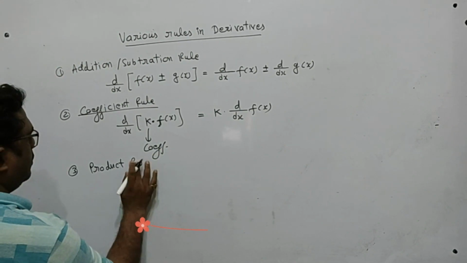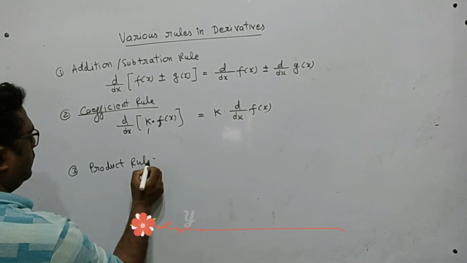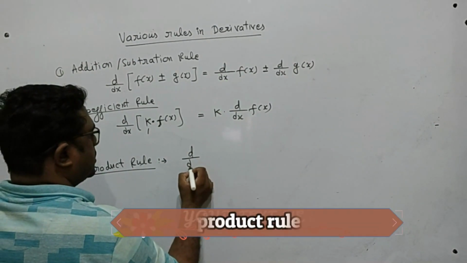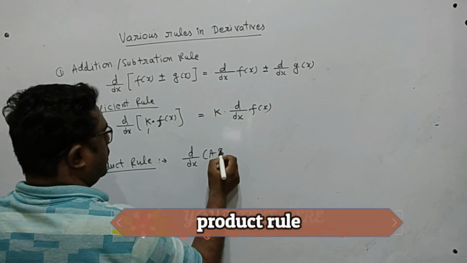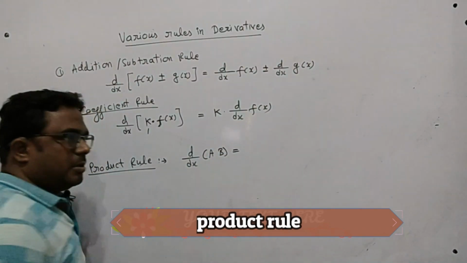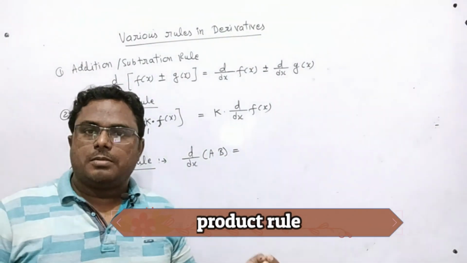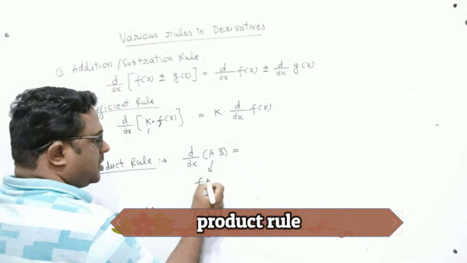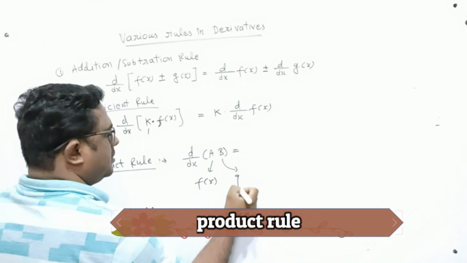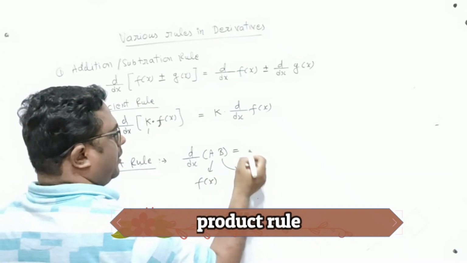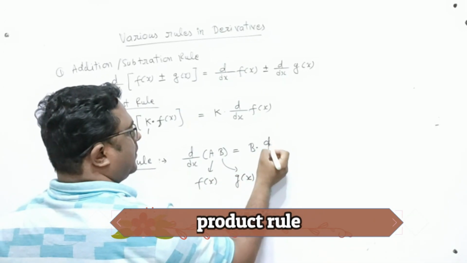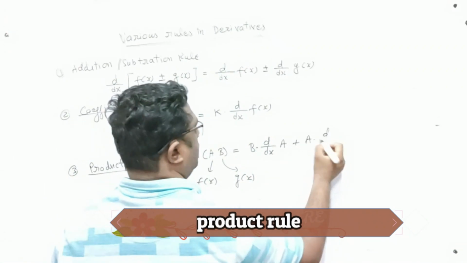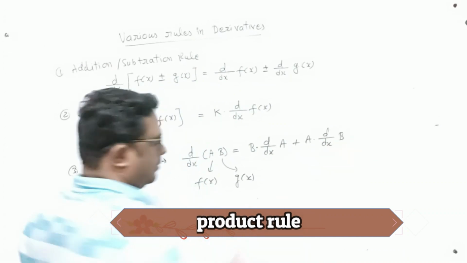Product rule. dy/dx of AB. Here A and B are two functions. I am representing two functions by A and B. Actually, you can say that A means f(x) and B means g(x). Then what will happen? B outside, dy/dx of A, plus A outside, dy/dx of B.